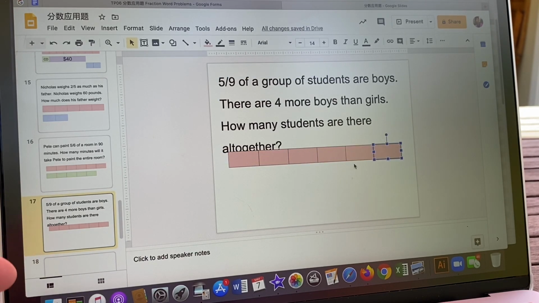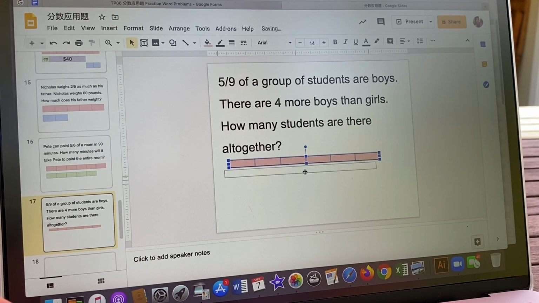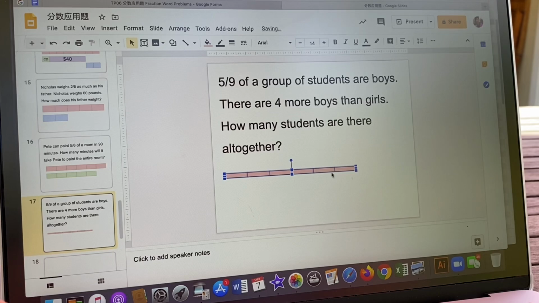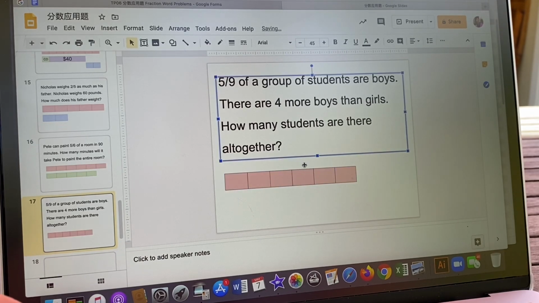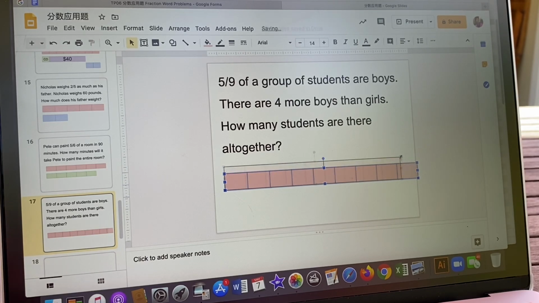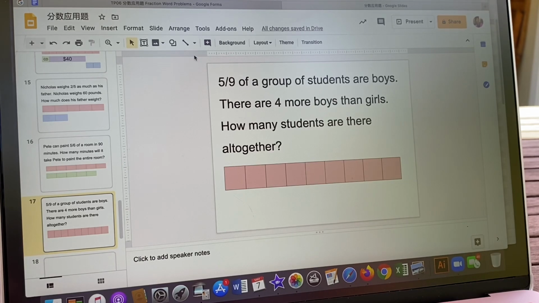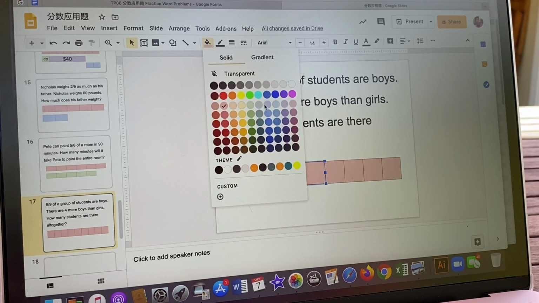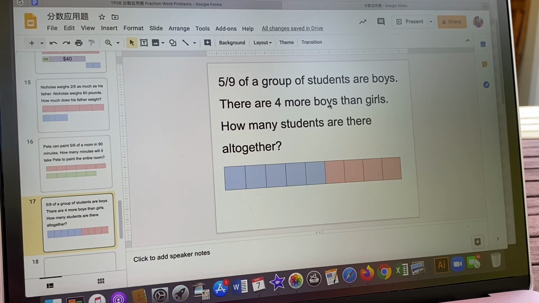No, we put it smaller. Okay, longer. So 5/9. Put here 5/9. Bring it smaller. This is becoming a little bit difficult to see. And our boys 1, 2, 3, 4, 5, and these are boys. And there are 4 more boys than girls. So girls are these.